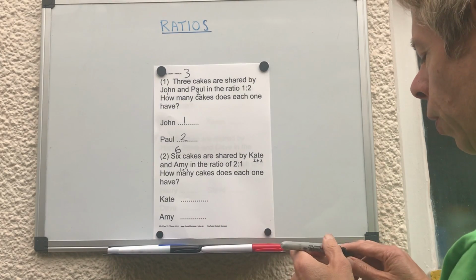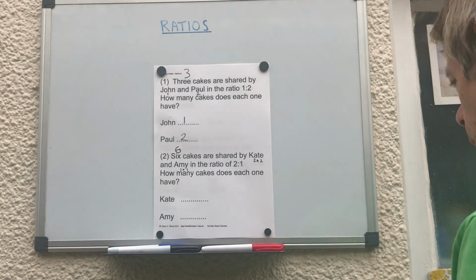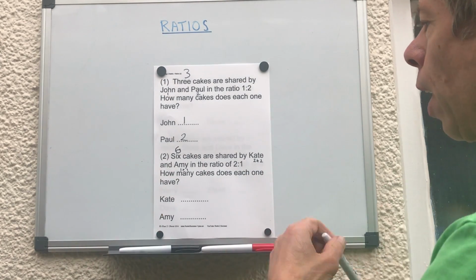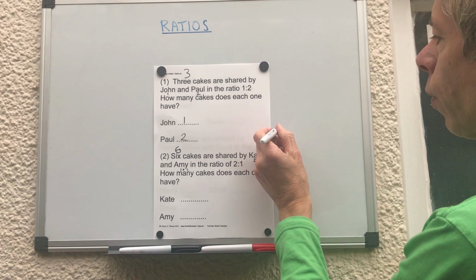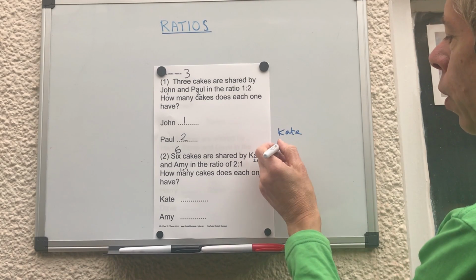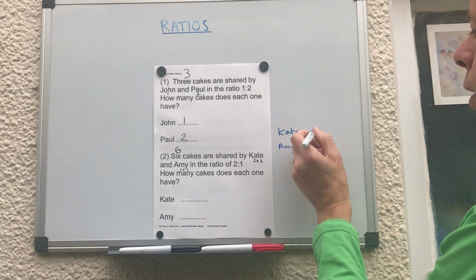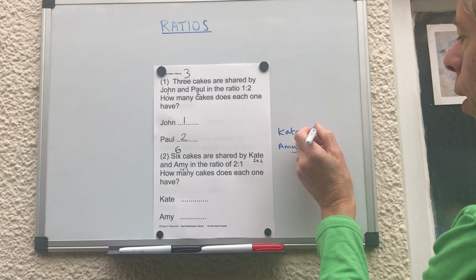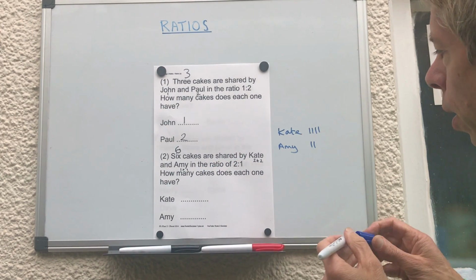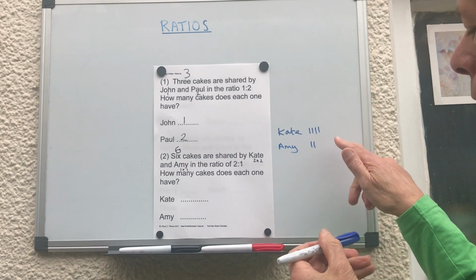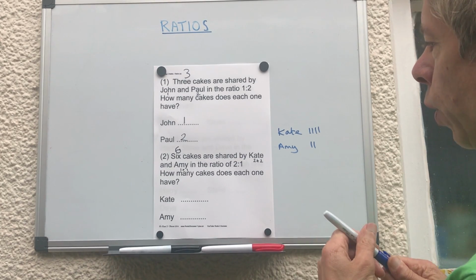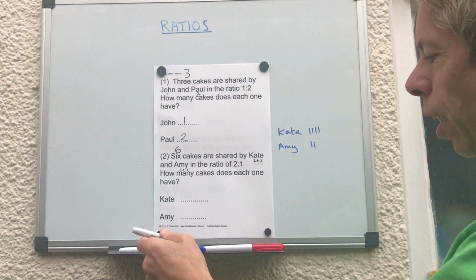So what some people do, they'll do something like this. You'll have Kate, you'll have Amy. Use a tally chart. So 2 to 1. So Kate 2, Amy 1, Kate 2, Amy 1. We can see straight away that that is 6. That's fine, that's easy enough to do. But when you have larger numbers, it doesn't work very well.